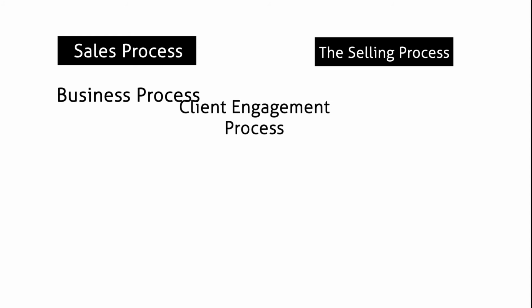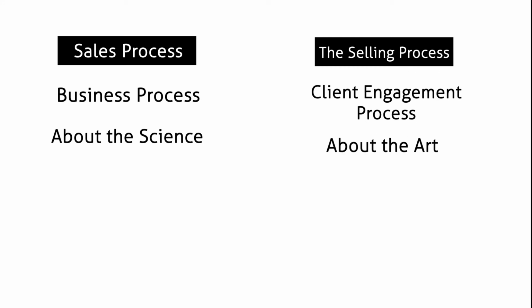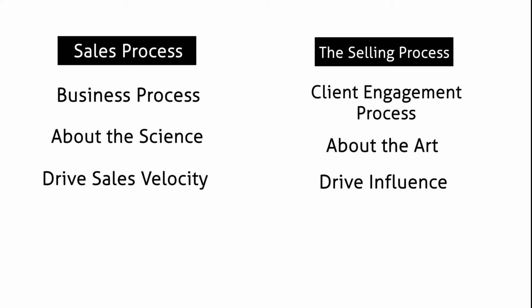So, let's summarize. The sales process is the business process. The selling process is the client engagement process. The sales process is about the science. The selling process is about the art. The sales process objective is to drive greater velocity. The selling process objective is to drive greater influence over your customer, over the situation, so that you can drive greater success, greater opportunities. I wish you all the best.